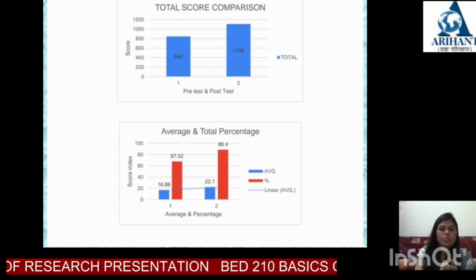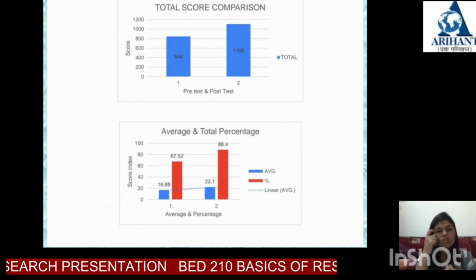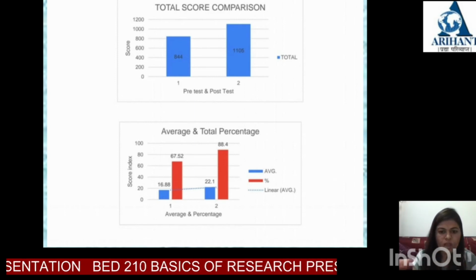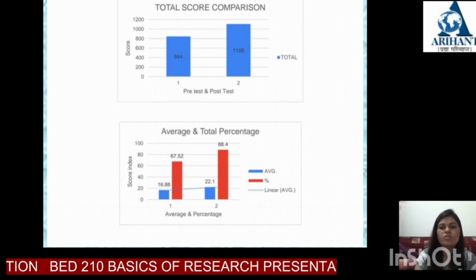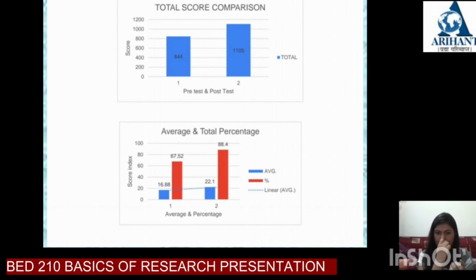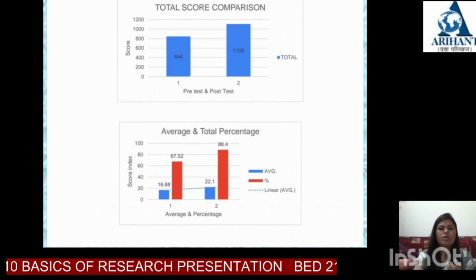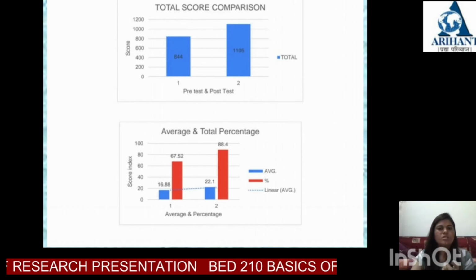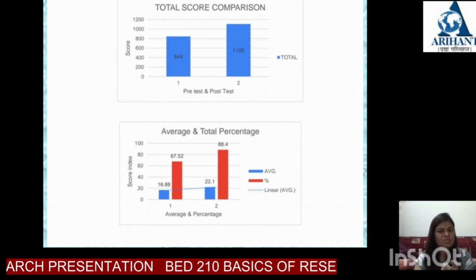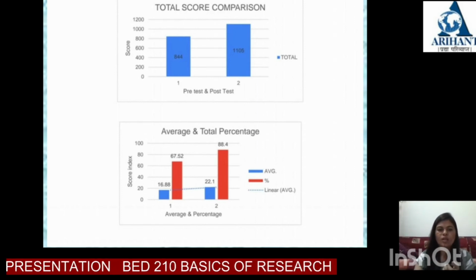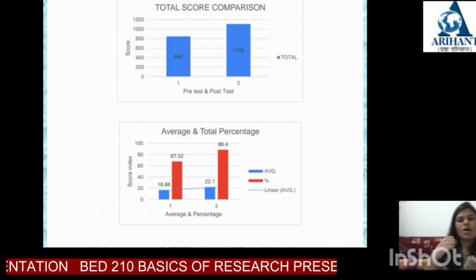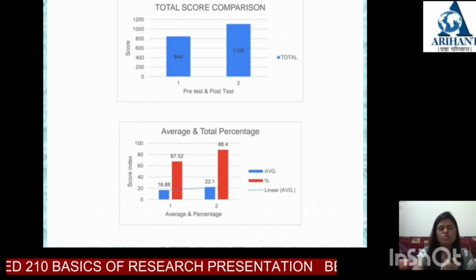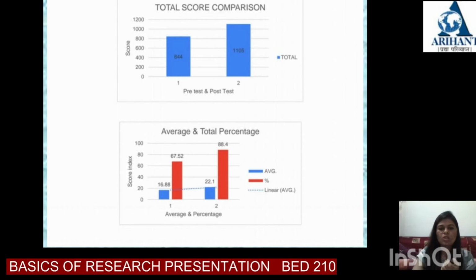Then average and total percentage. The average you can see in the blue bar. It is showing 16.88, and it increases to 22.1, that is the average score of the students. Then the average percentage is 67.52 in the pre-test, which increased to 88.4% in the post-test. It again shows that the post-test scores are higher than the pre-test, which proves that the concept map is helpful in school learning.